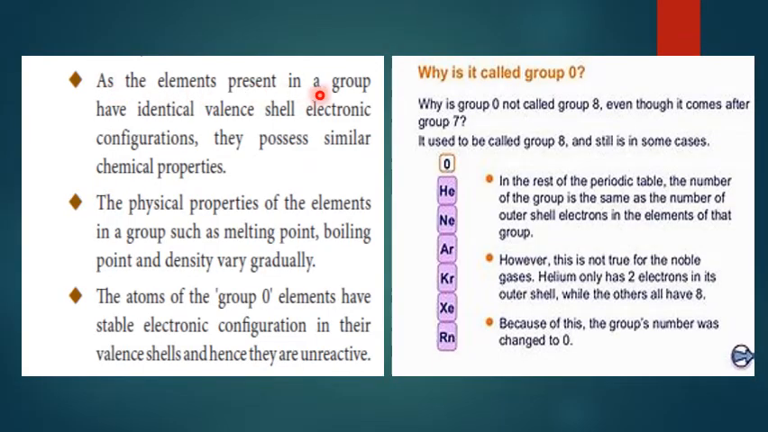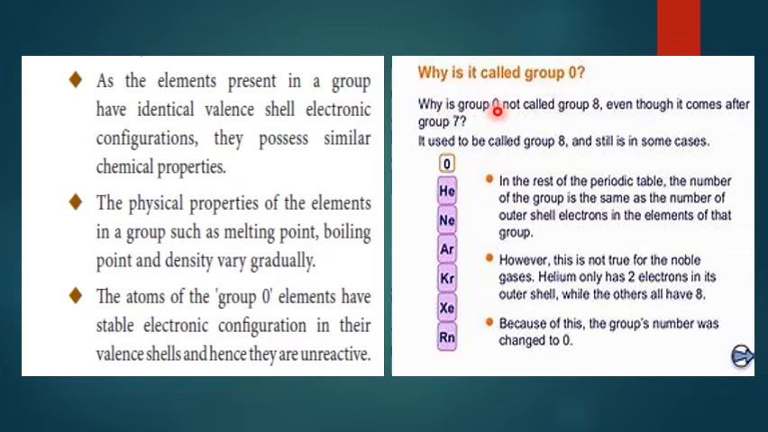As the elements present in a group have identical valence shell electronic configurations, they possess similar chemical properties. The physical properties of the elements in a group such as melting point, boiling point and density vary gradually. Next, the atoms of the zero group elements have stable electronic configuration in their valency shells and hence they are unreactive. Why is it called a zero group?